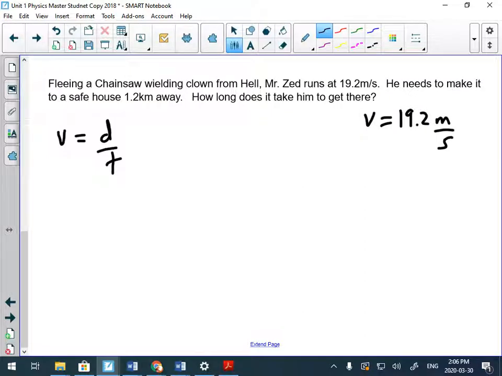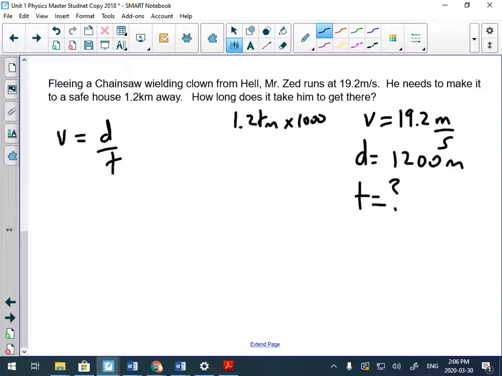Okay, do we know how far? Yep. 1.2 kilometers. Can we just turn that quickly to meters by timesing it by 1,000? Let's do that. 1,200 meters. Hopefully everybody gets that. You times a kilometer by 1,000 to get it to meters. So what we don't know is time.